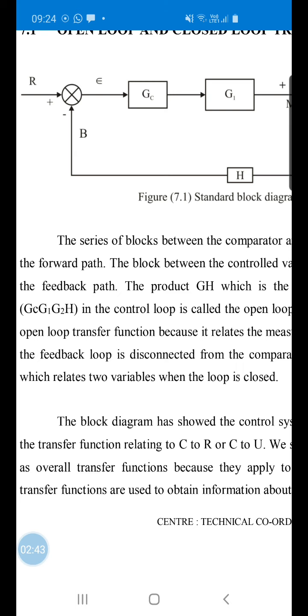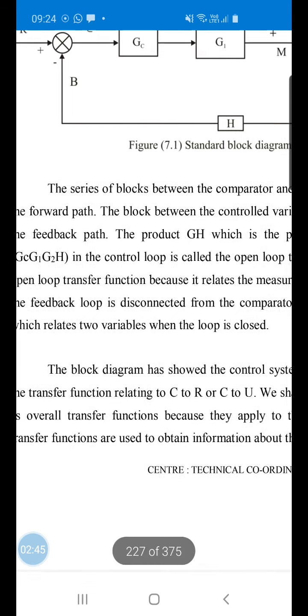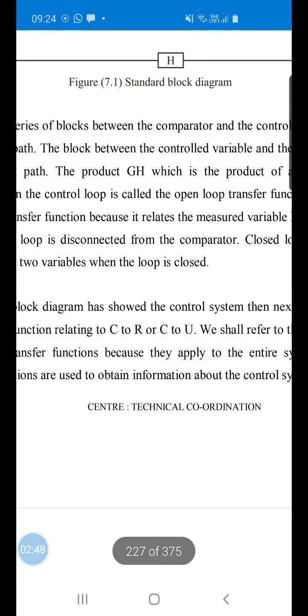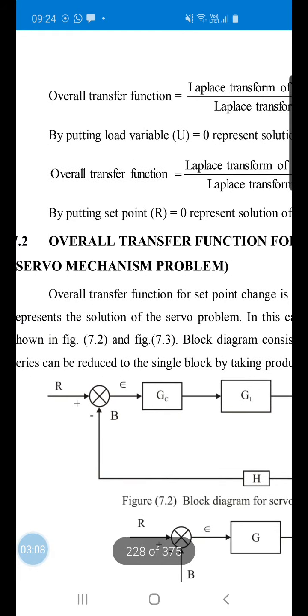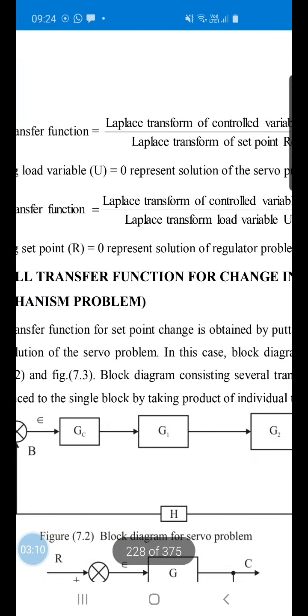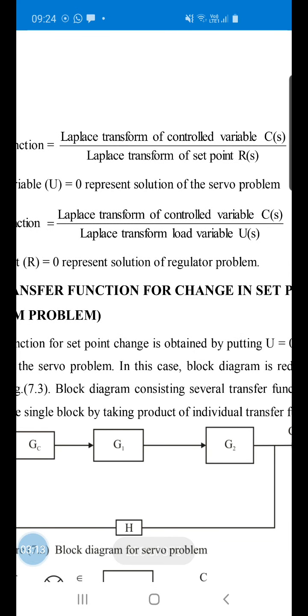Then the next step is to determine the transfer function C by R or C by U. We shall refer to this as the overall transfer function because it applies to the entire system. These overall transfer functions are used to obtain information about the control system. What is the overall transfer function? It is the Laplace transform of the control variable C(s) upon the Laplace transform of the set point R(s).